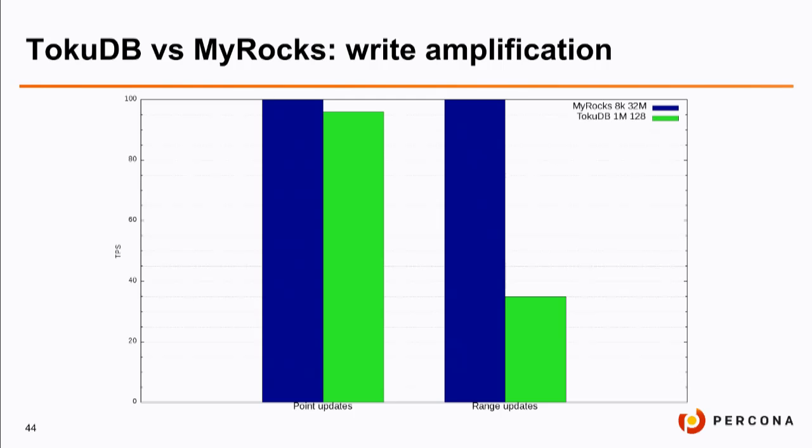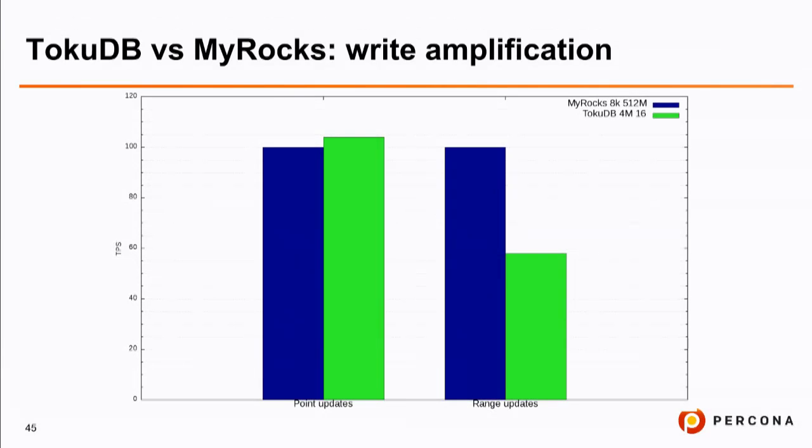Here we can see that for range updates, the write amplification for TokuDB is a little less. There's a lesser amplification factor. And this is the try to measure write amplification for the initial options when the TokuDB block size was 4 megabytes, and for now it was 16. And in this case, we will see the same picture.